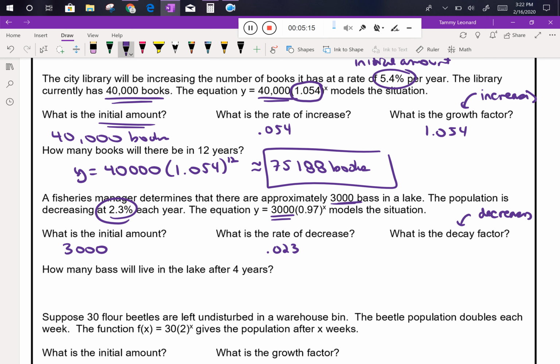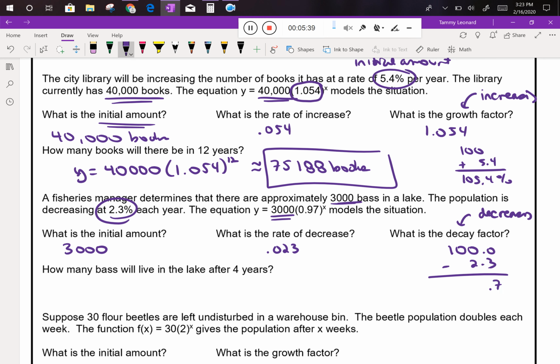Now remember, in the growth problem, it was like 100% plus 5.4%. So that was 105.4%. Well, this time we're decreasing, so we're not going to add, we're going to subtract. If we have 100% minus 2.3%, we think about how we do that. Well, we do a lot of borrowing, right?